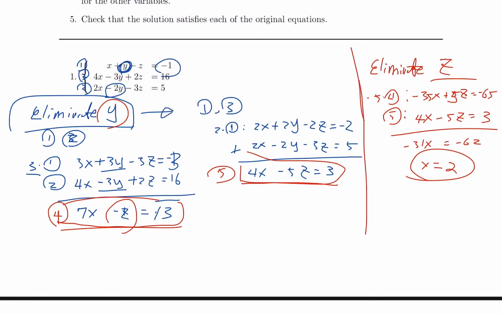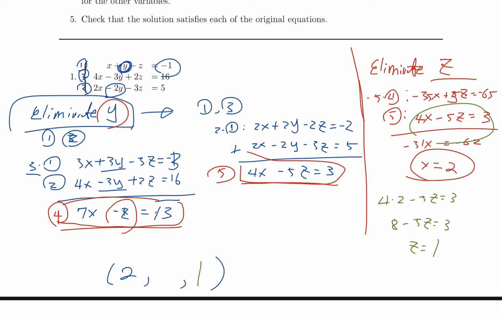So x is 2. So in terms of our final solution, we have x is 2. And we still have to find y and z, right? In order to find z, we can just plug into one of the fourth or fifth equation. Again, it doesn't matter. Both of them should give us the same answer. So let's just plug in here. Then 4 times 2 minus 5z equals 3. So 8 minus 5z equals 3. Okay. So z is 1.